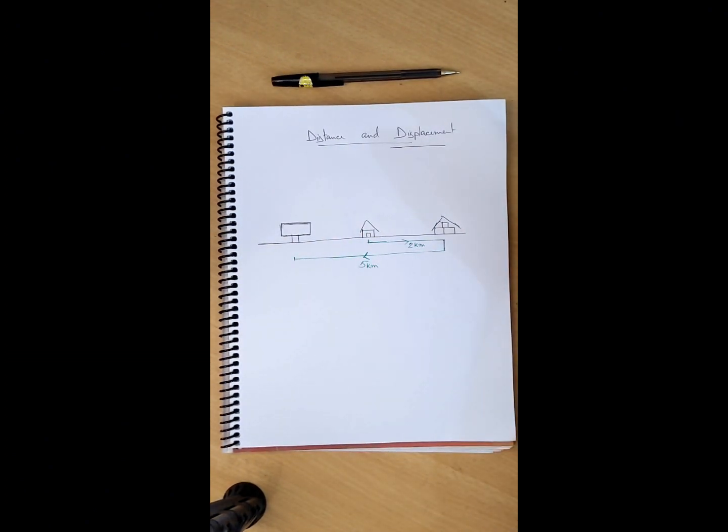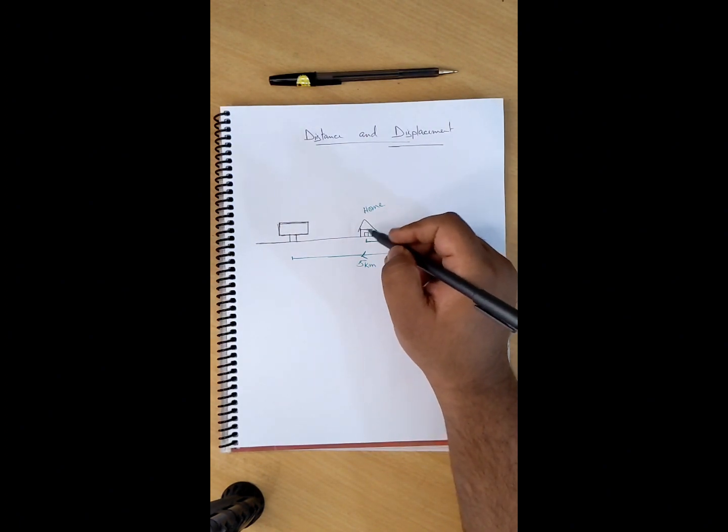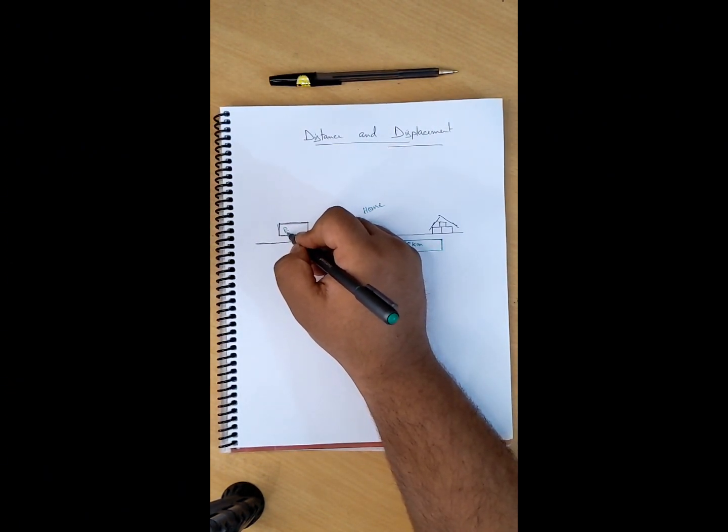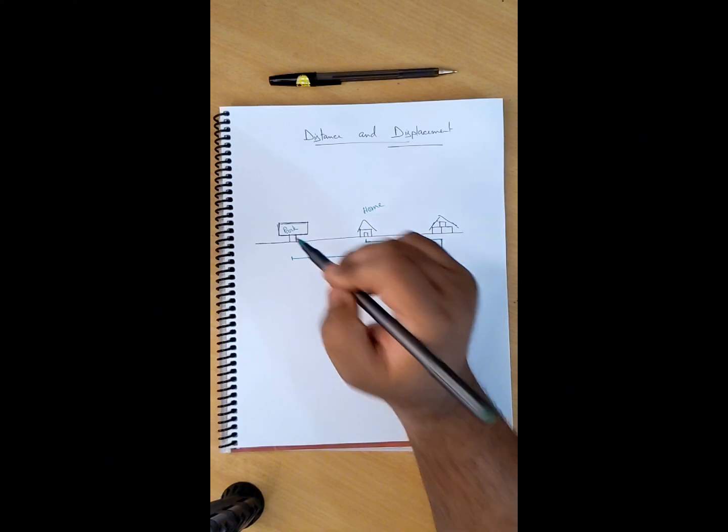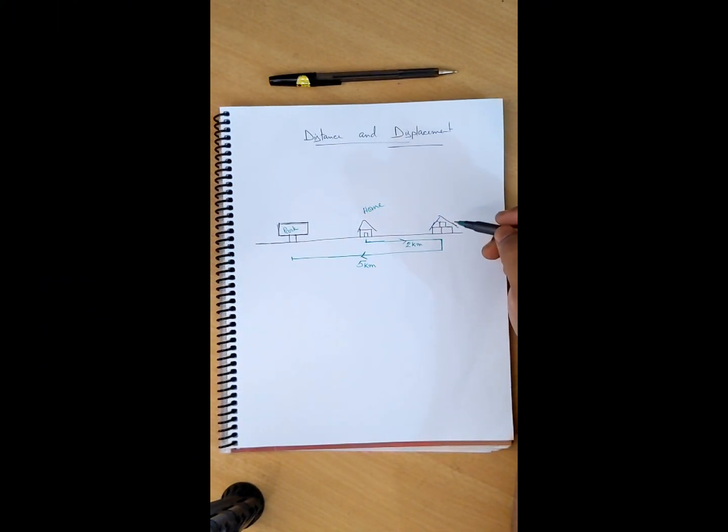Now here's another example. Let's say this is your home and you want to go to a park. Let's say this is your park. But before you go to the park, you want to visit a grocery store and then go to the park. So this is the grocery store.